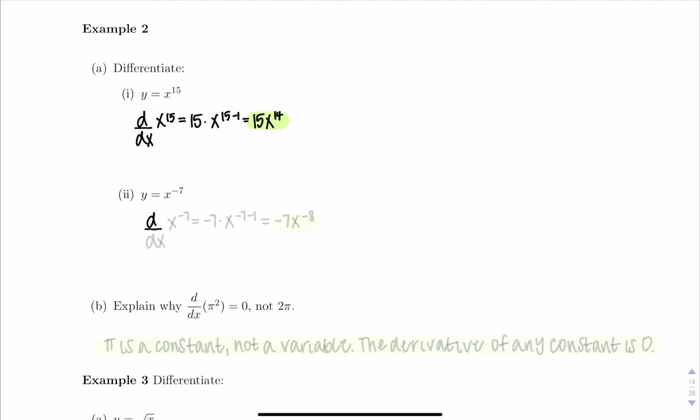The derivative of x to the negative 7, we bring the negative 7 out front, and then we subtract 1 from it. So we end up with negative 7x to the negative 8.